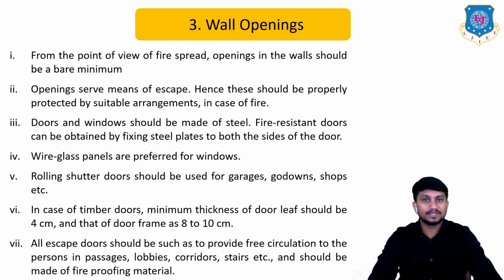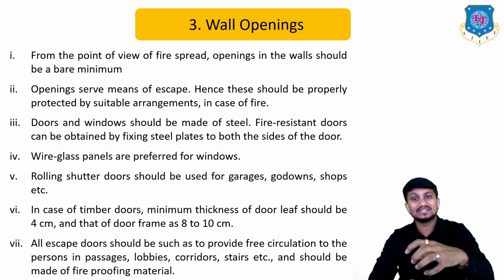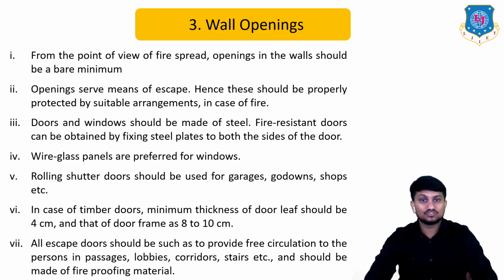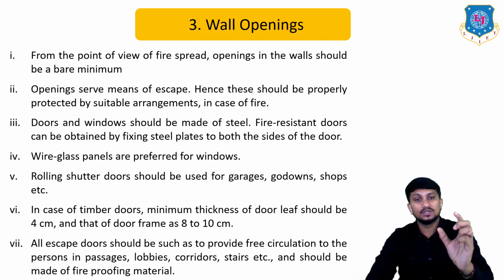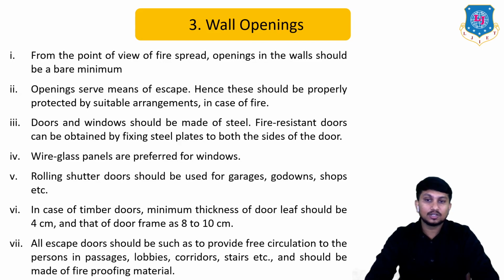From the point of view of fire spread, openings in the wall should be a bare minimum. Openings serve as means of escape of the hot gases. Hence, this should be properly protected by suitable arrangement in case of fire. Doors and windows should be made of steel. Fire-resistant doors can be obtained by fixing steel plates to both sides of the door to strengthen the door against the fire. Wire glass panels are preferred for windows. Rolling shutter doors should be used for garages, godowns, shops, etc. In case of timber doors, minimum thickness of door leaf should be 4 centimeter and that of door frame 8 to 10 centimeter. Okay.